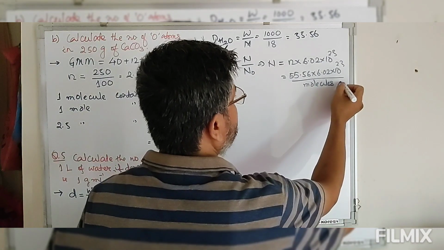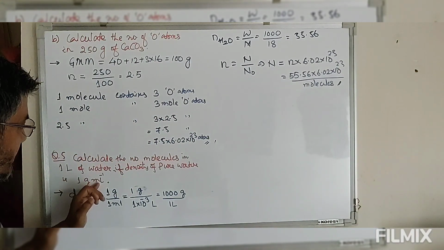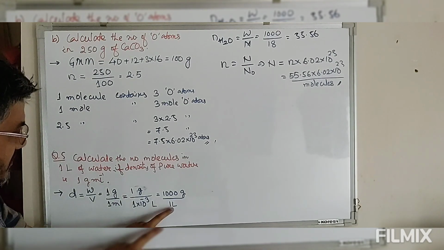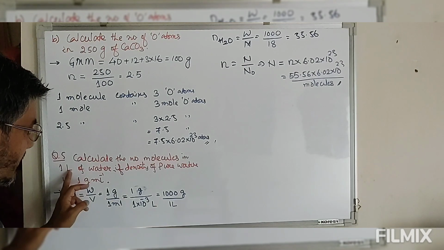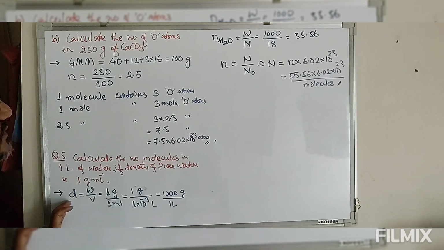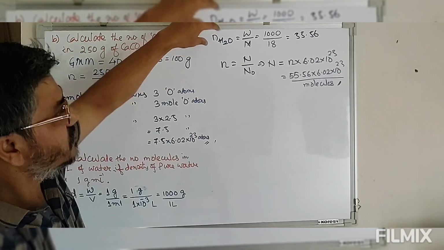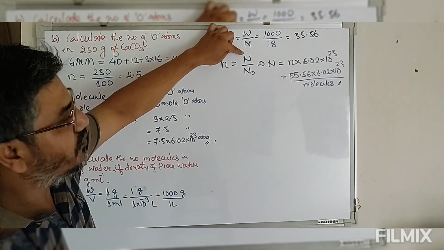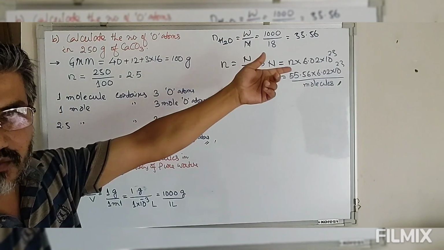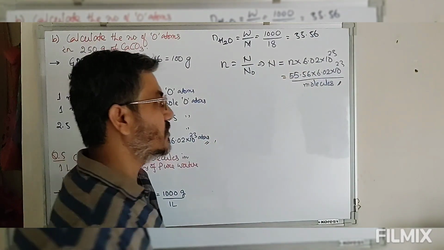So now look at this, we are first converting this 1 gram per ml into gram per liter. So we have the total volume of the sample as 1 liter and the mass corresponding to 1 liter is 1000 gram. So we have the mass of water as 1000 gram. Then the molecular mass of water is 18, so we define the number of moles. The number of moles is again defined as the number of particles divided by the Avogadro number. Since we are defining H2O, this is the number of molecules. So the number of molecules is the number of moles multiplied by the Avogadro number.